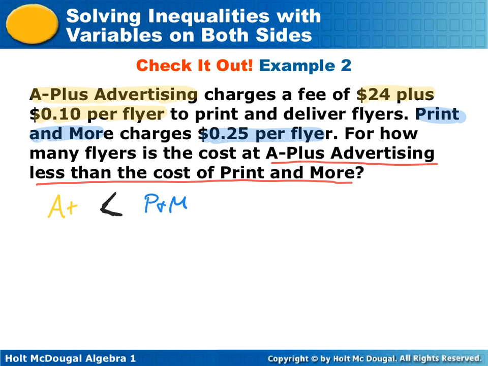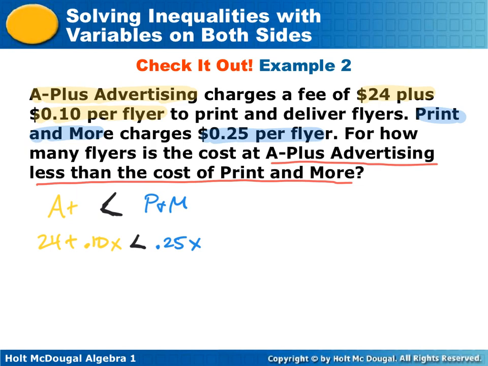Okay. So right here, the equation to figure out advertising for A Plus is $24 plus 0.10 per flyer, which is x. And that has to be less than the cost of Print and More, which charges 0.25 per flyer. Is everybody okay with that? I know it's boring. Just stick with me. We got to do this.